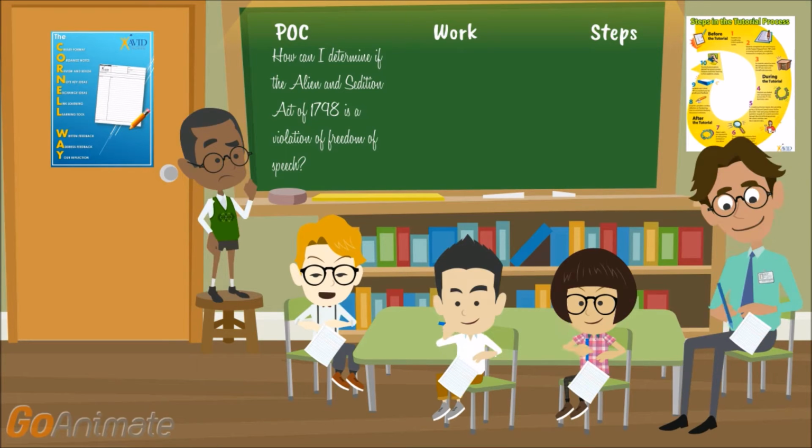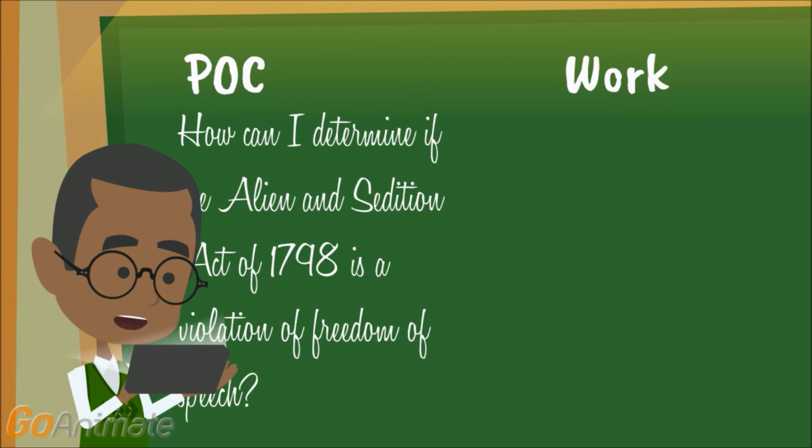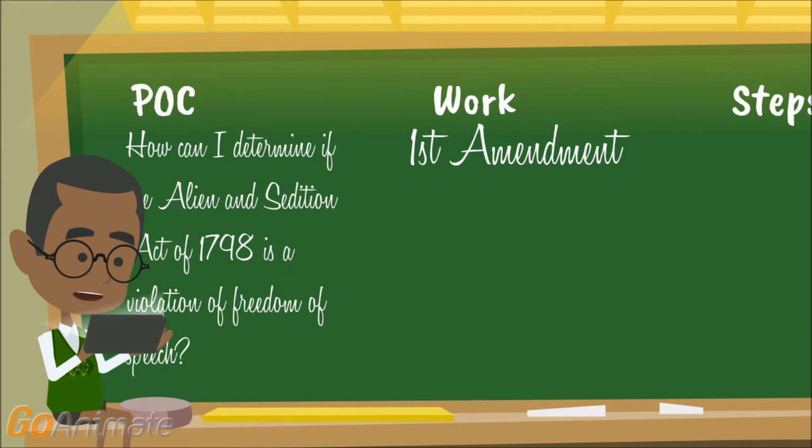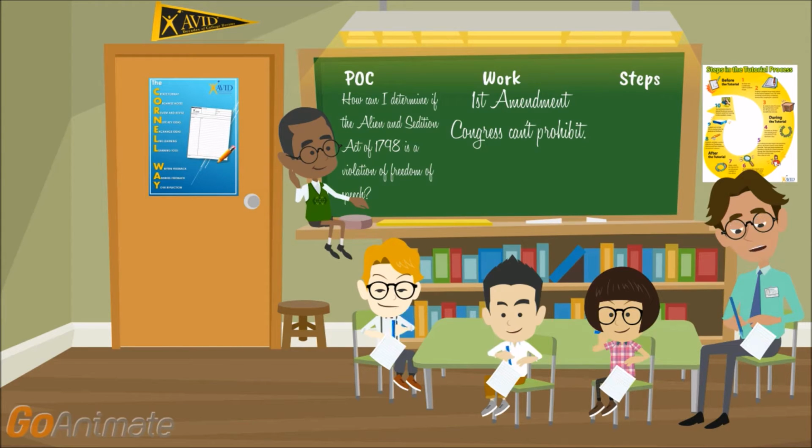Doesn't it have something to do with the First Amendment to the Constitution? Yes, I think you are right. Let me take out some notes on this. Yes, it says here in my notes that the First Amendment to the Constitution says, Congress shall make no law respecting an establishment of religion, or prohibiting the free exercise thereof, or abridging the freedom of speech. Good use of your resources, Jason.